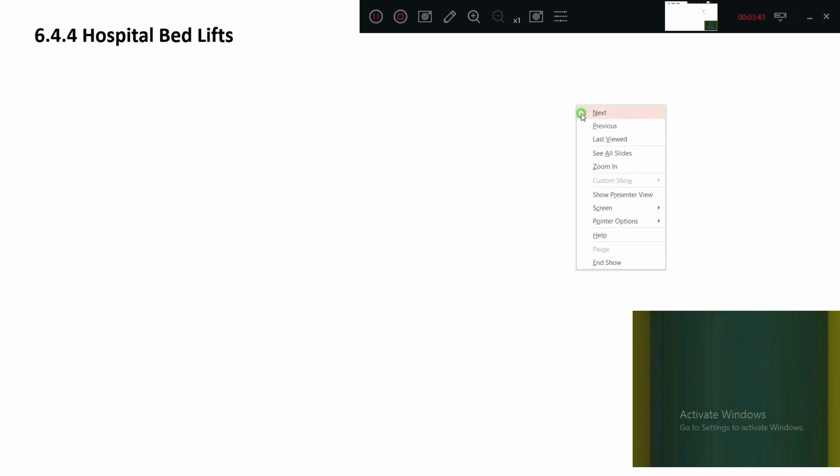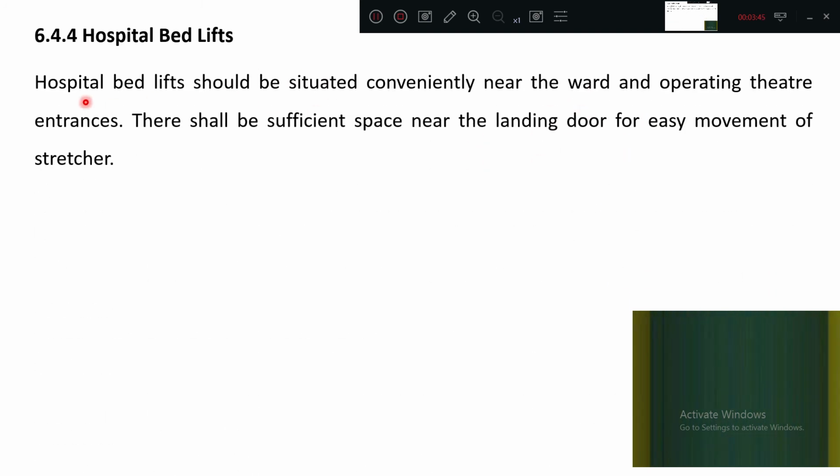Hospital bed lift, what shall be the general condition? Hospital bed lifts should be situated conveniently near the ward, so the patients or the family members of the patient should not wander here and there. All of those should be near the ward. From the operating theater, after any operation is done, the patient can be taken by lift, and from there he can go to the ward. There shall be sufficient space near the landing door for easy movement of the stretcher. Sufficient space for the easy movement of the stretcher.